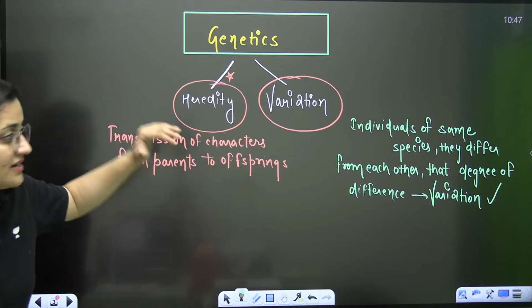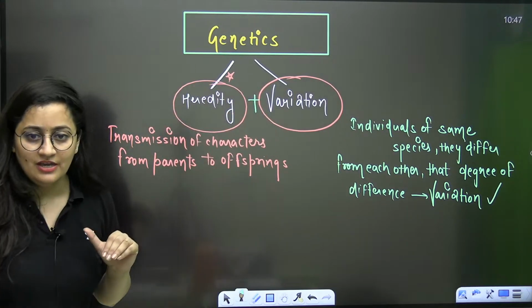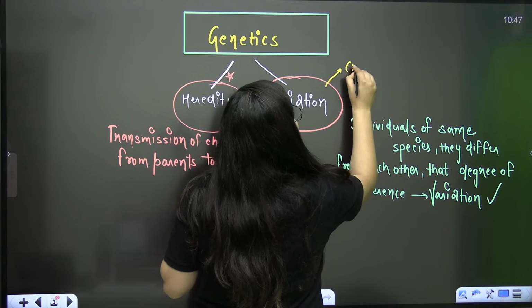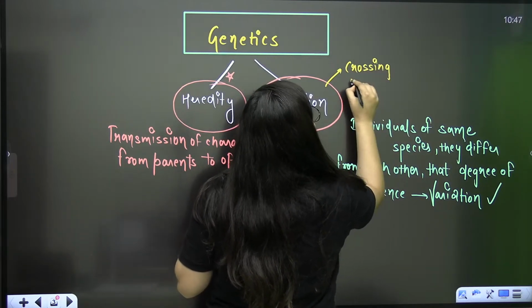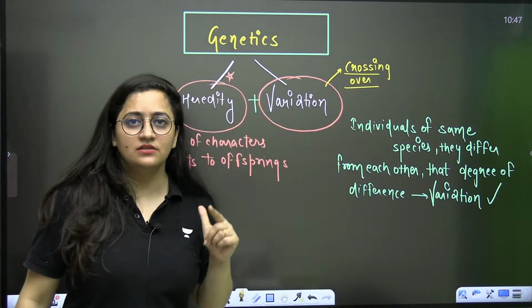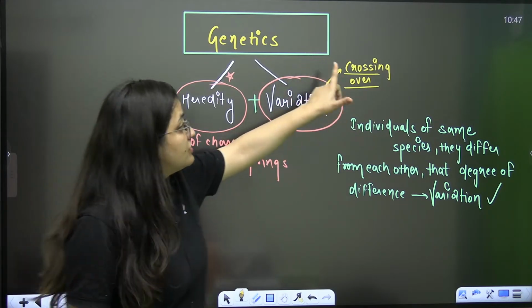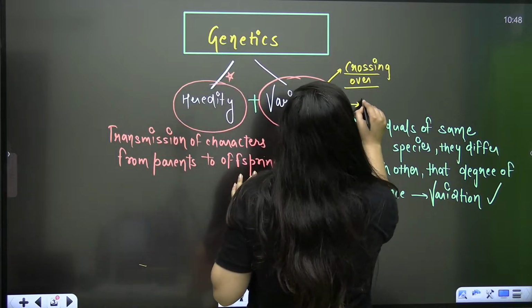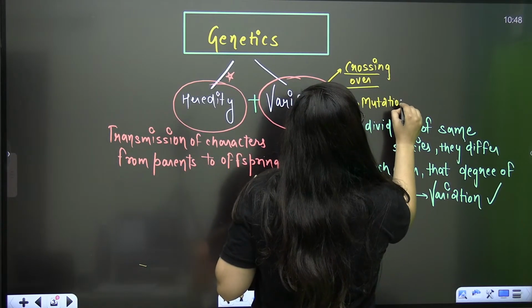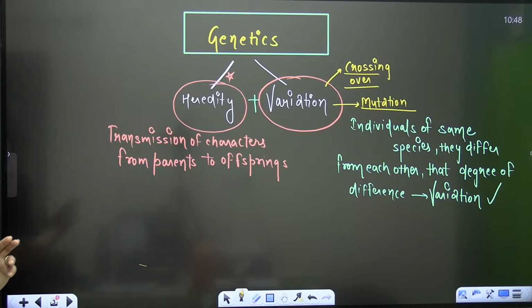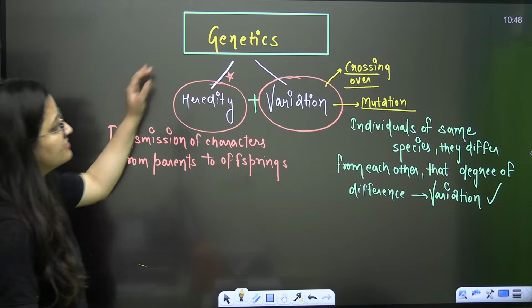So this is heredity, this is variation, and that's what we are going to discuss here in genetics. When it comes to variation, we have completed crossing over and recombination in meiosis, the reductional division. In this reductional division, there is crossing over, and that crossing over is responsible for variation. Even in this chapter, we'll be talking about mutation. These two things are responsible for variation. Individuals of the same species have some differences, and that degree of difference is variation, and this is what genetics is.